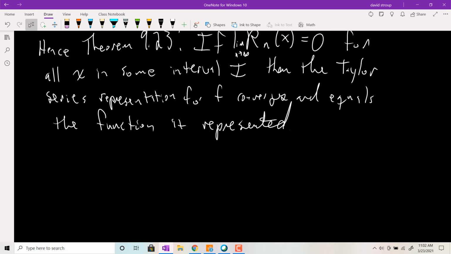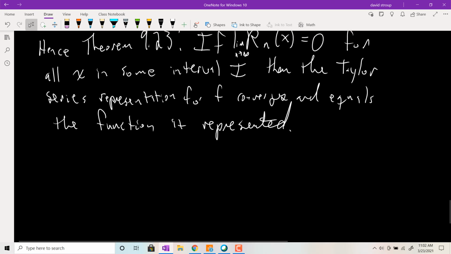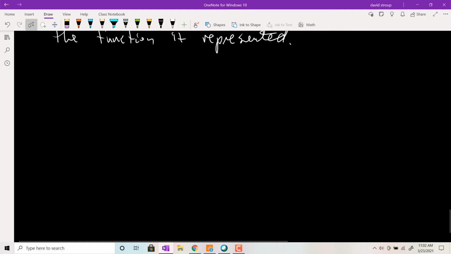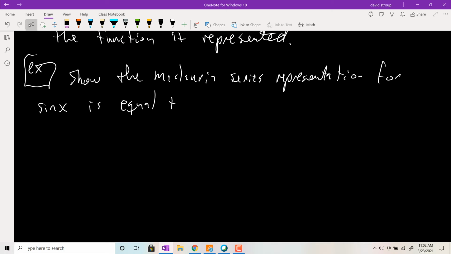Okay, so we want to go through and at least prove this to you once. We want to prove this for sine of x, and then we'll usually just take it for granted. Okay, so let's prove this for sine x. Show the Maclaurin series representation for sine of x is equal to sine of x for all x.